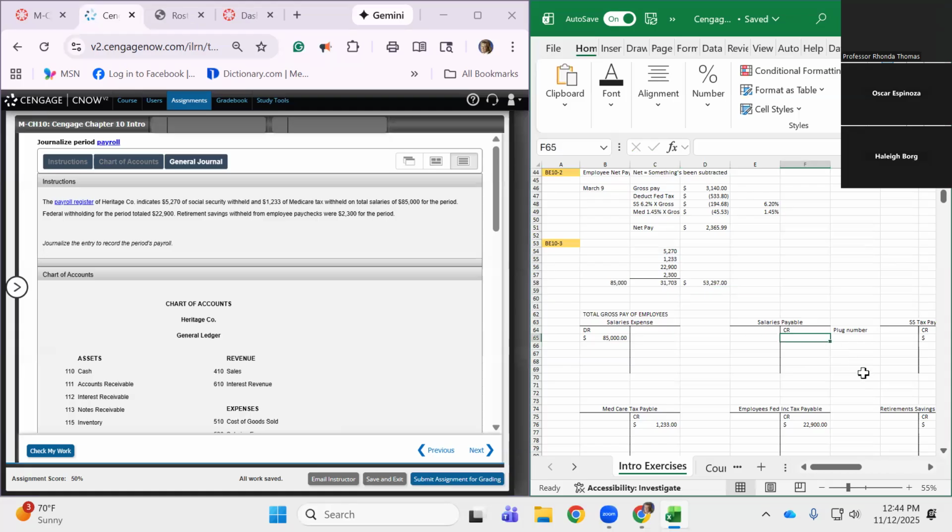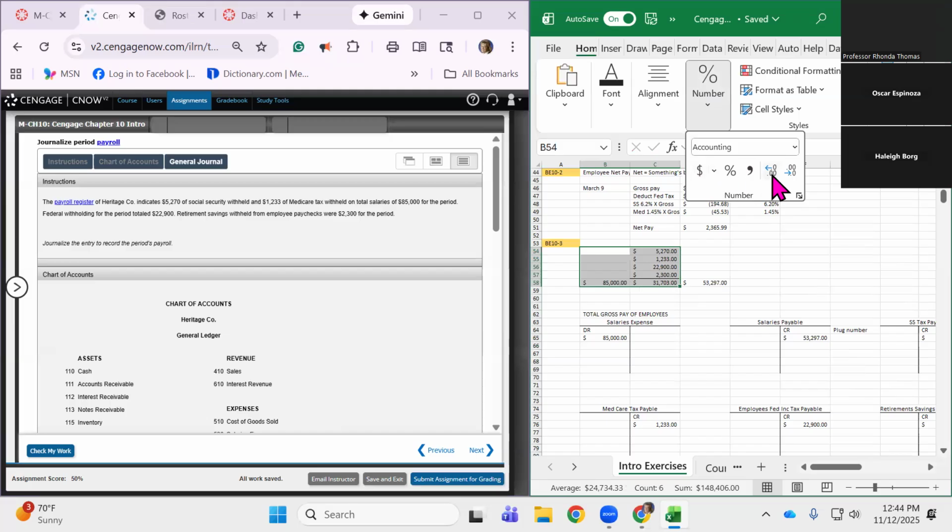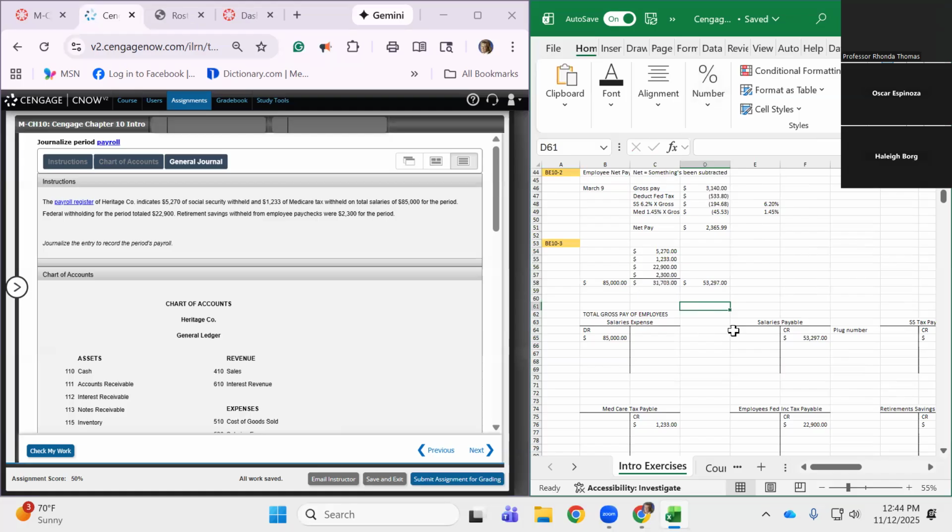So here's what we've got. This is going to equal what this says. I want to make these numbers have two decimals so that we don't lose any cents, because when you're dealing with payroll, you've got to use two decimals, even if it's 0.00. All right. So now we're going to journalize. This is called journalizing the period payroll. That's what we're doing.